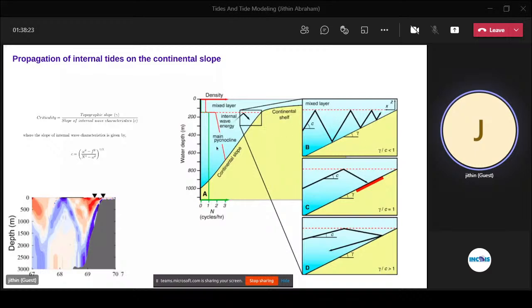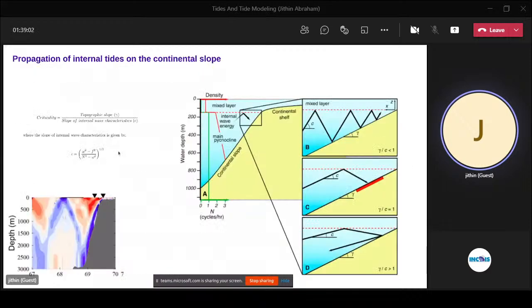When the topographic slope on the continental slope is very gentle, the internal tide can propagate further up to the shelf and dissipate inside the continental shelf. So there are many areas where the internal tides reach the continental shelf, and many areas where the internal tides reflect back from the continental slope. This is all based on the gradient of the topographic slopes in the continental slope.